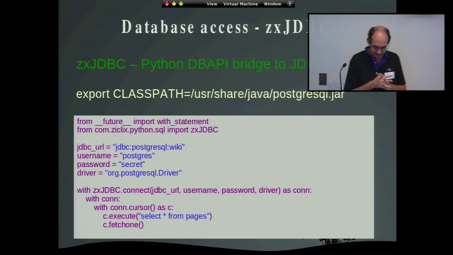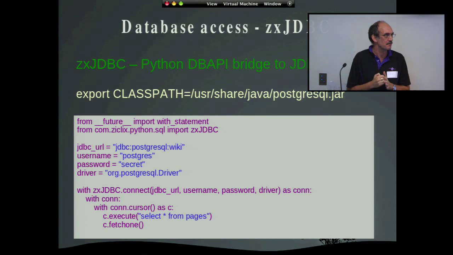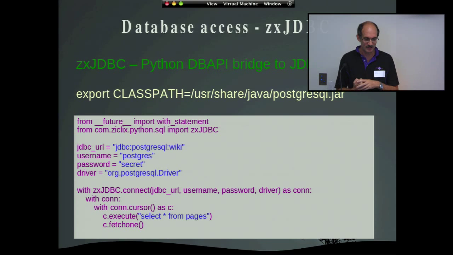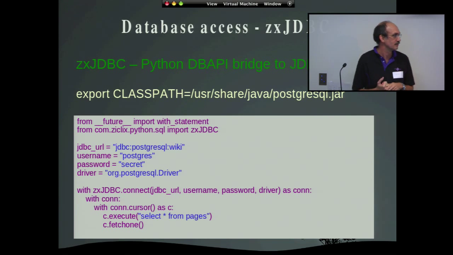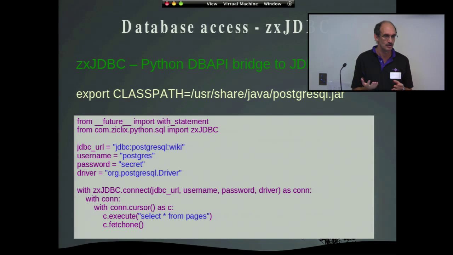Database access. If you're in Python, you use the DB API. I think it's probably been around for about 7 years. Somebody wrote an adapter that basically wraps JDBC and makes it look like the Python DB API version 2. And so that basically means if you've got a JDBC driver, you can connect to a database and talk to it exactly as you would using Python.